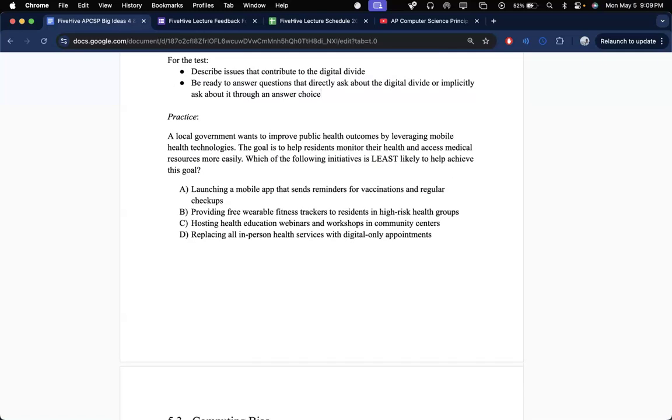So let's do this practice question here. A local government wants to improve public health outcomes by leveraging mobile health technologies. The goal is to help residents monitor their health and access medical resources more easily. Which of the following initiatives is least likely to help this goal? Armand thinks D.